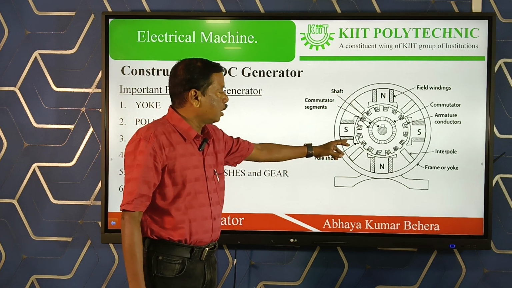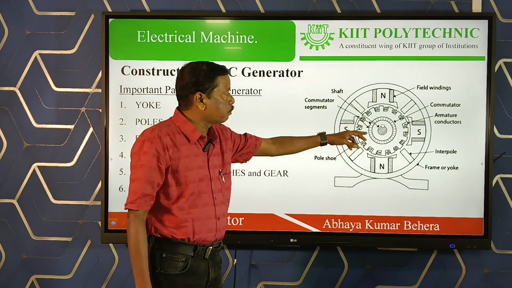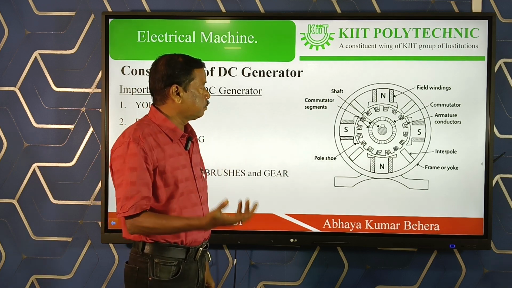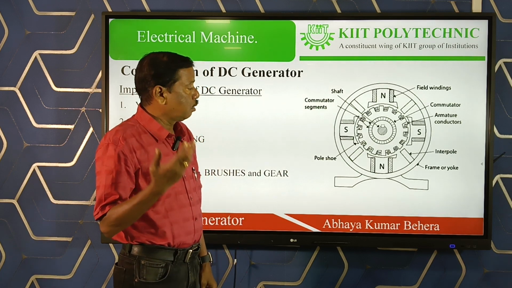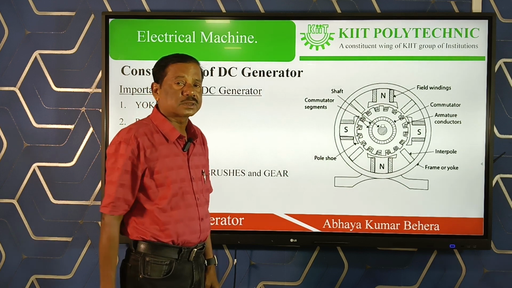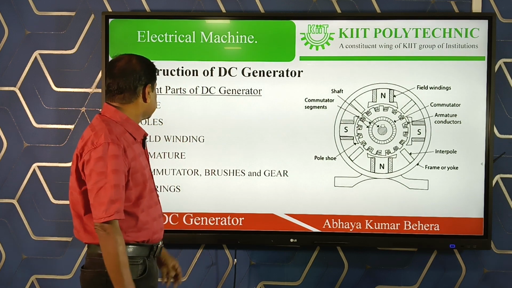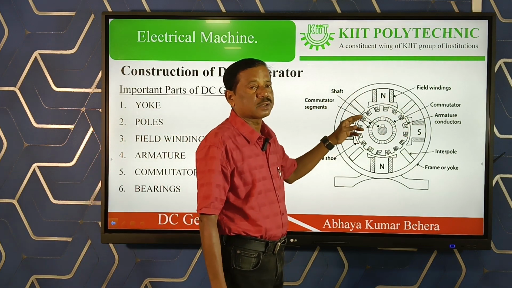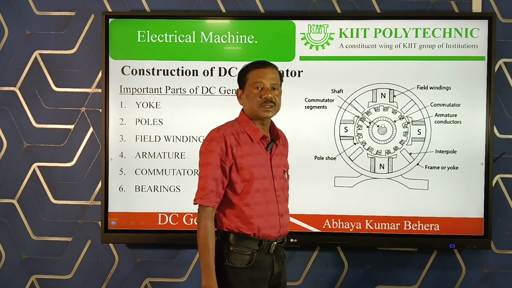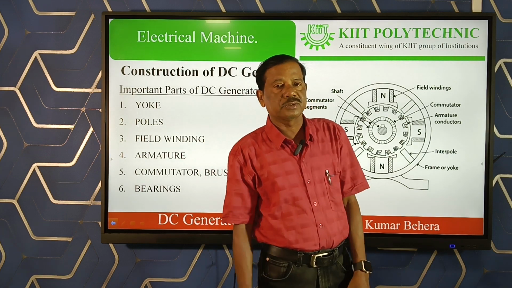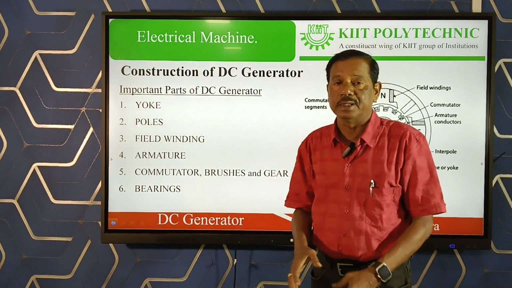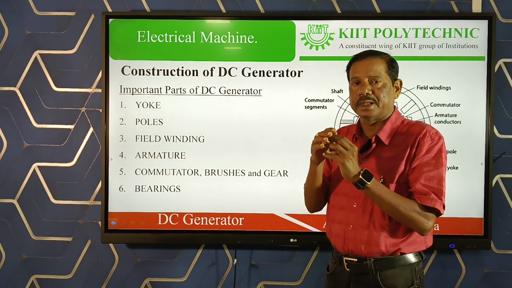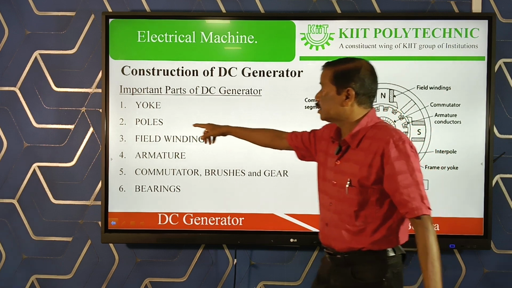In the rotating part we have the armature winding, the commutator, and other parts. One by one we will discuss the different parts. As I said, the yoke is the outer part of the DC generator, which gives mechanical support to the machine and also carries the magnetic field. Next are the magnetic poles.